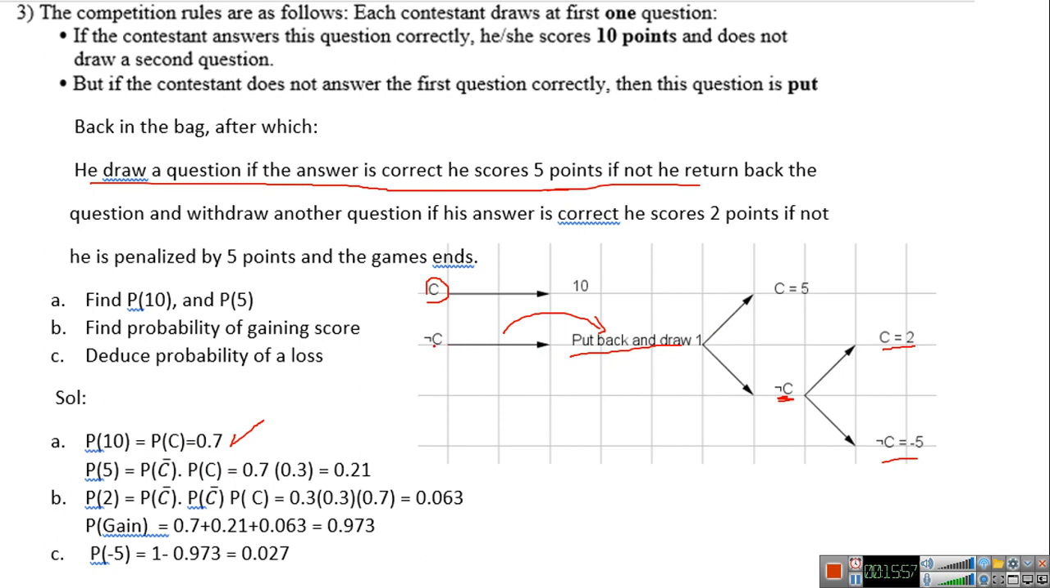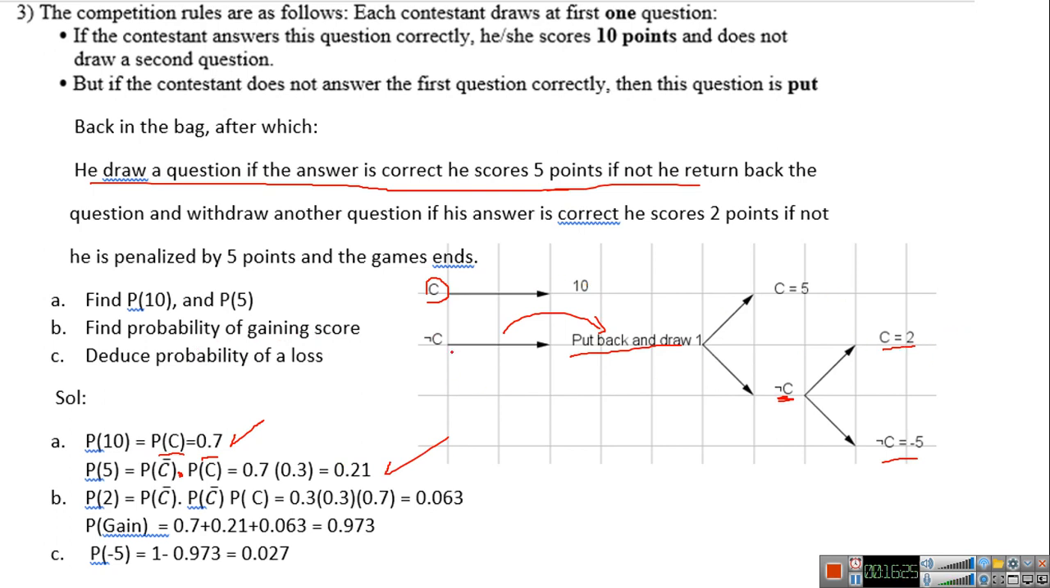So P of non-correct in the first one times P of correct, because he returned it back. So it's independent. Okay, he returned it back like the problem we did up. So it's 0.7. If 0.7 was correct, incorrect will be 0.3. Here must be 0.3 and here 0.7. Doesn't matter, 0.21. Now we want gaining a score. Gaining a score, either 5 or 10 or 2.